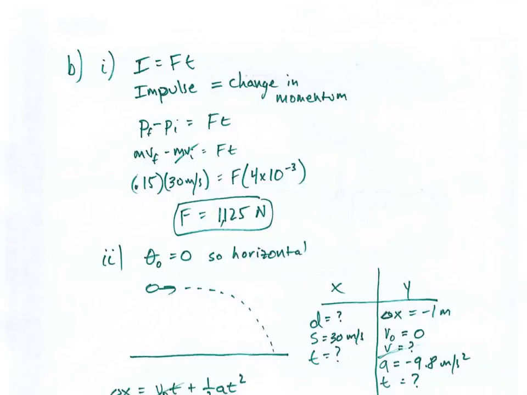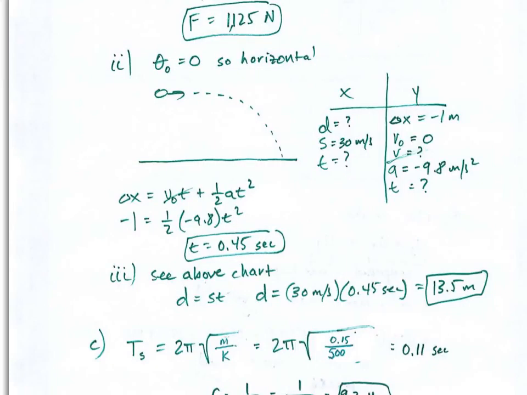So that's the time in which the ball is in contact with the bat. So we go ahead and do our algebra and we solve for F, and that's 1,125 newtons. For part 2, we know that the initial angle is 0, so that means it's hit horizontally. So really this is a projectile motion problem, kind of like a ball being shot horizontally off of a cliff.